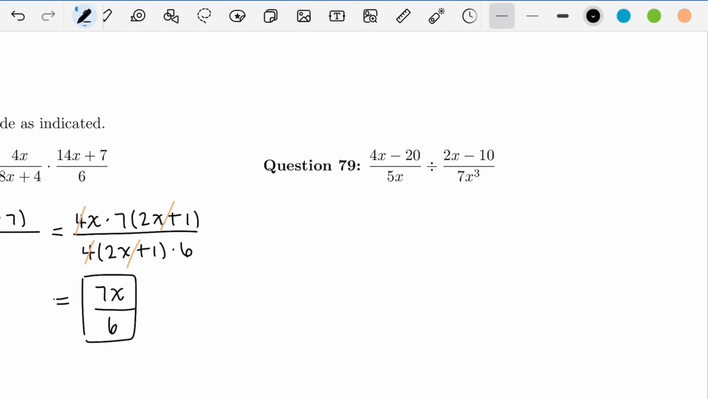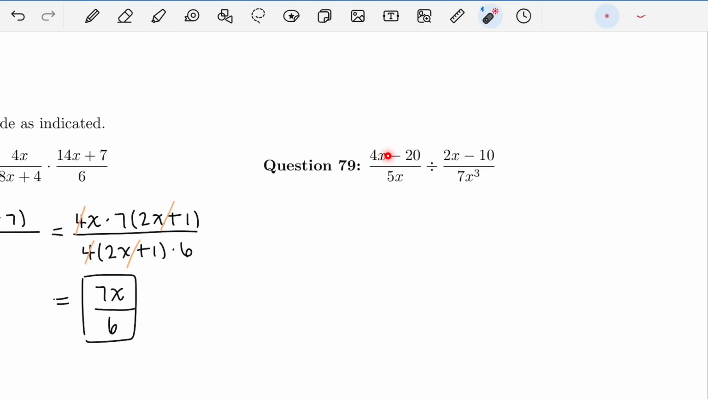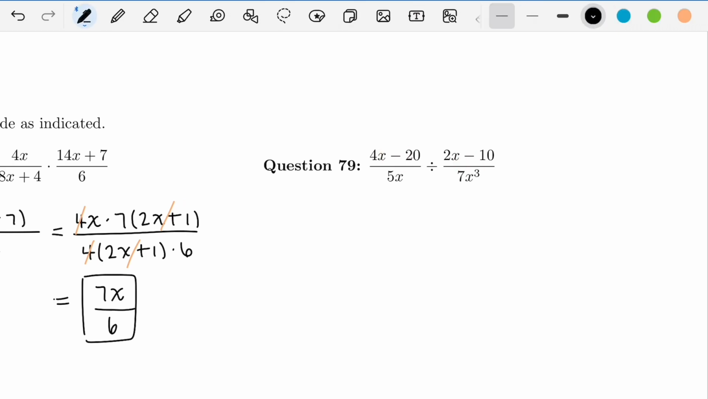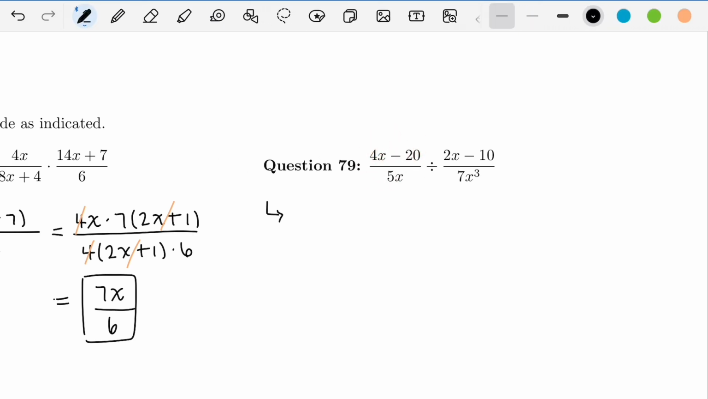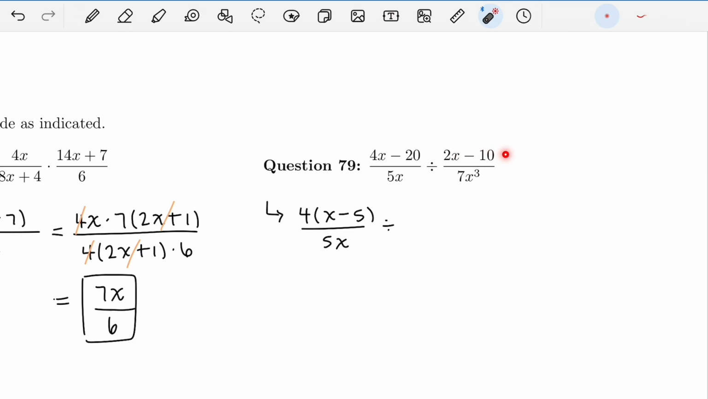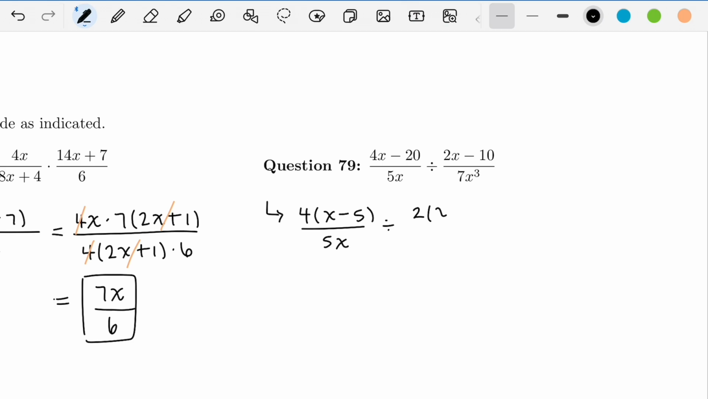All right, so this brings us to our last question in this section. In this case, we want to divide these two rational expressions. Before we go ahead and do that, the first thing we're going to want to do is factor both of these to see if we can simplify and cancel anything. For this first expression, both terms in our numerator share a common factor of 4. So we can pull that out, and then we're left with x minus 5 in our numerator. And then we still have this 5x in our denominator. For our second expression, both terms in our numerator share a factor of 2 in this case. So we can pull that out, and we're left with this here.